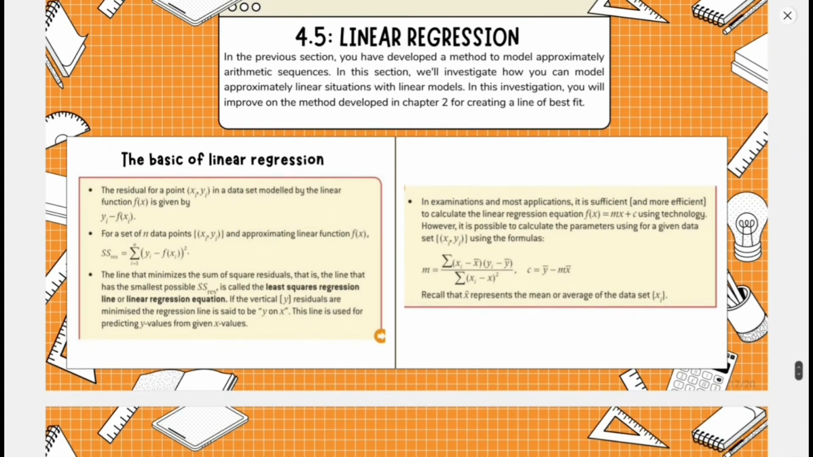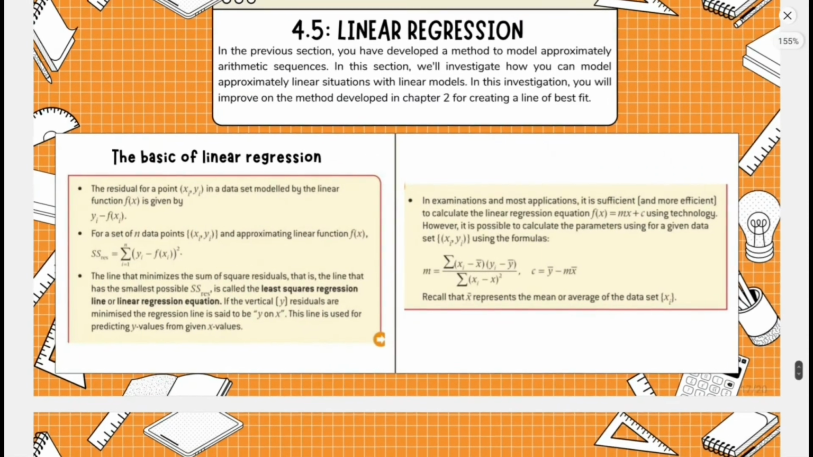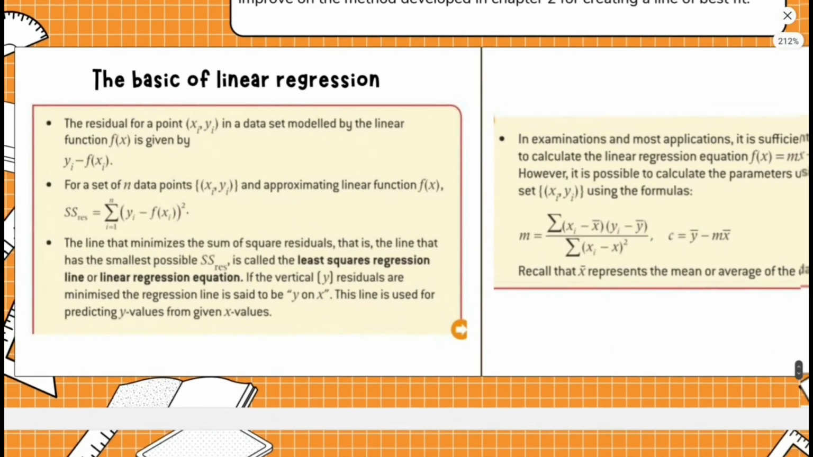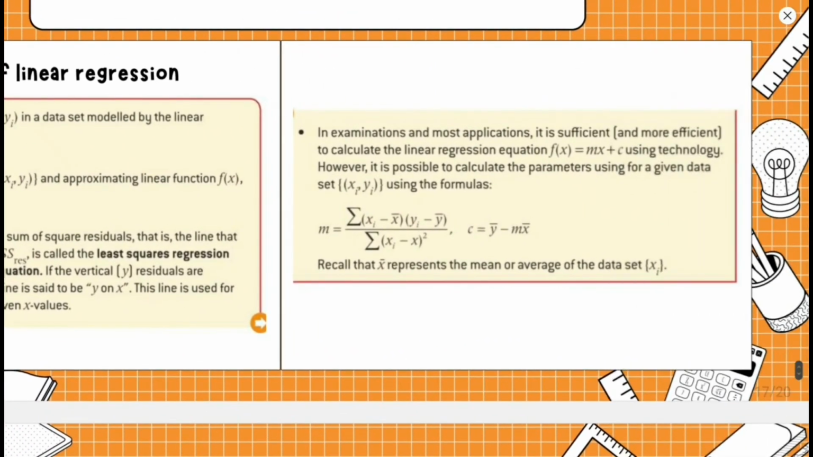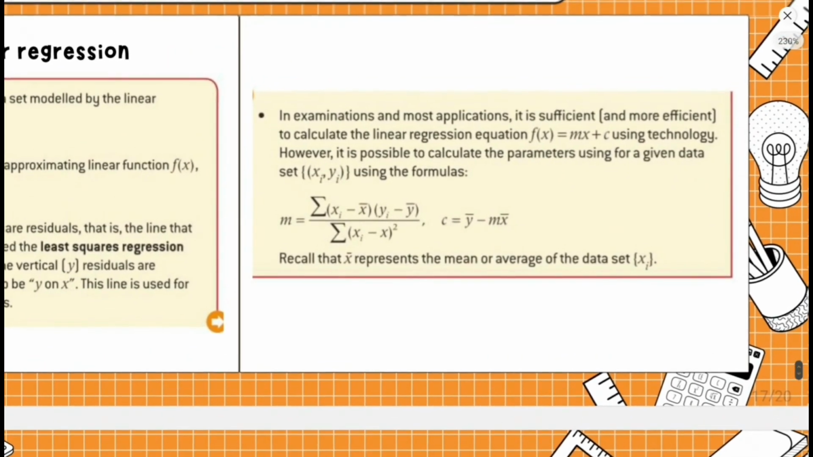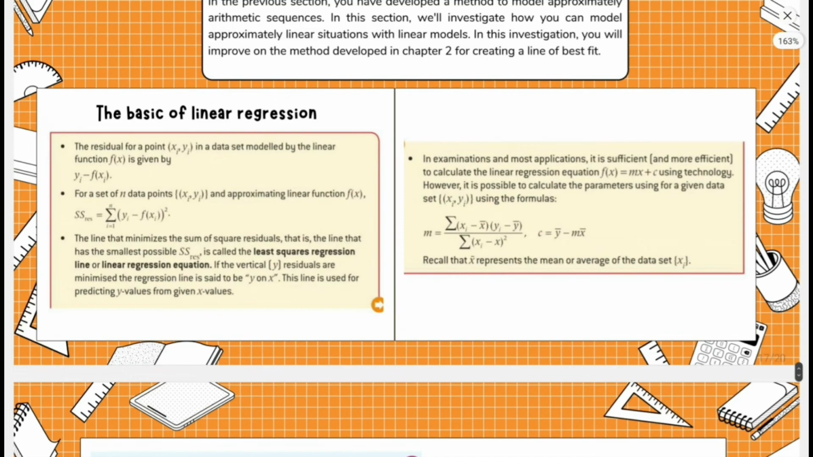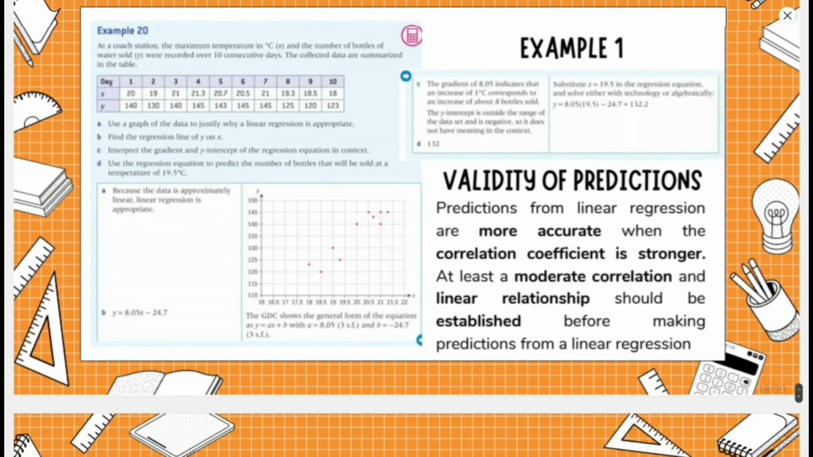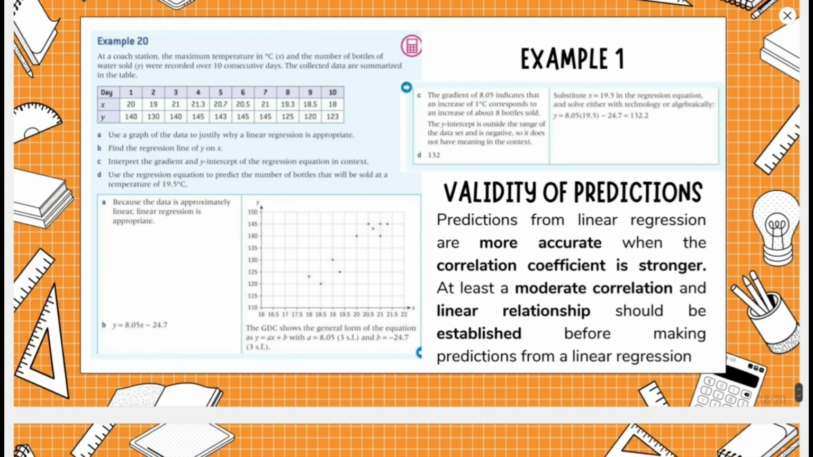Here we can see there are a few formulas for linear regression. First is what we call the SSRES, or least squares regression line. This formula you just have to know, but to calculate you can use the GDC. Next, here is the gradient formula. The same thing, you have to know the formula, but you can use the calculator to calculate your gradient. Let's move on to the example. This one you can try by yourself. Take a look at example 20 in the textbook, page 193.